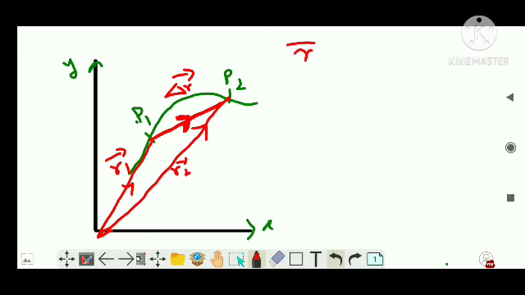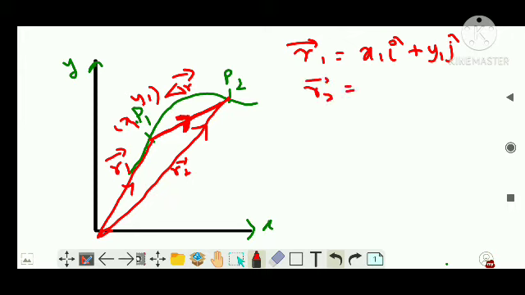P1's coordinate I hope you understood. So I can write R1 vector. Its coordinate is x1, y1. So R1 vector I will write x1 i cap plus y1 j cap. Similarly, R2 vector I can write as what? x2 i cap plus y2 j cap. Clear? Alright.